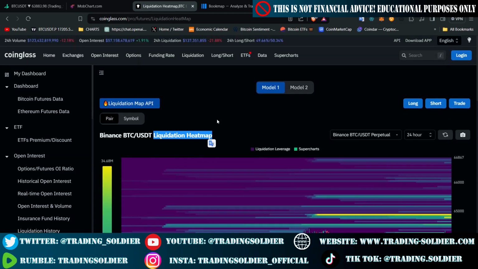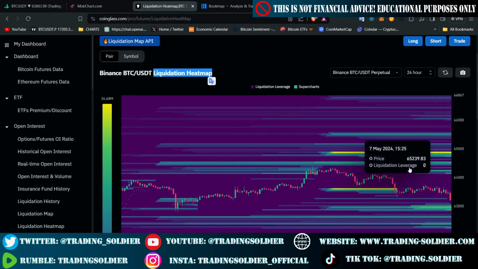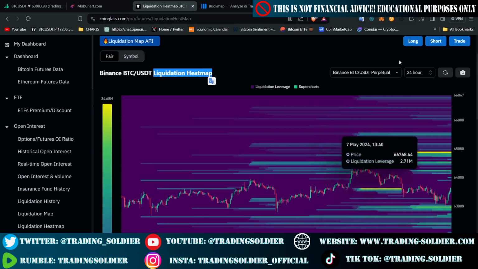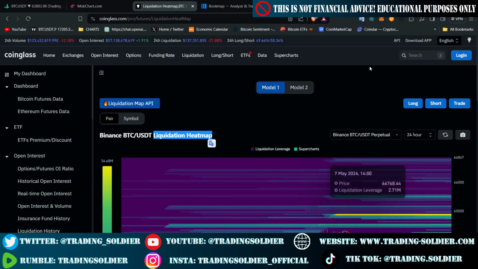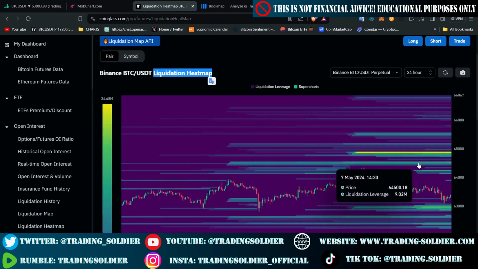So if you want to see heat maps, you can go to Coinglass.com and access this map to see the heat maps of the price. But I think that, because it's free and I'm not logged in, I don't have an account here, these are delayed data from 12 hours or 24 hours.